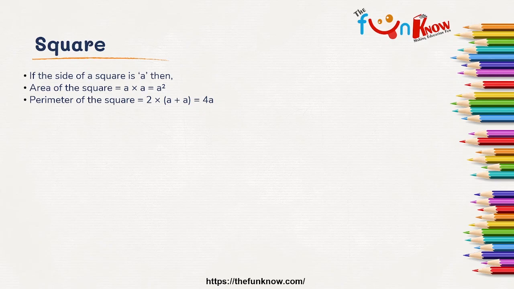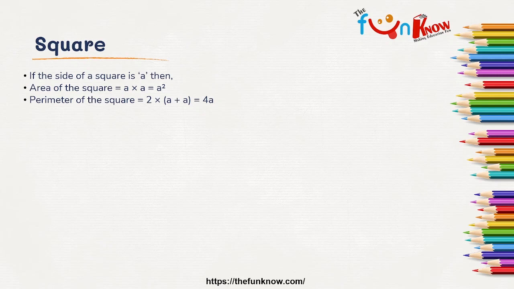So you have to remember this, students. You have to memorize it, that the area of the square will be A square. A will be the side. So if one side is A, then you have to multiply A into A, that is A square.